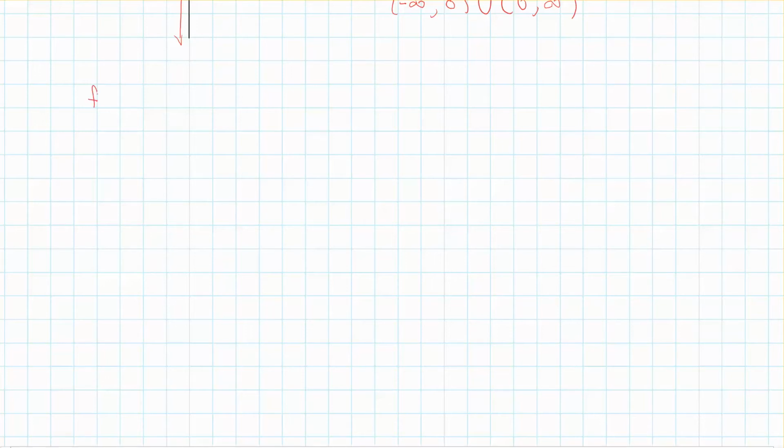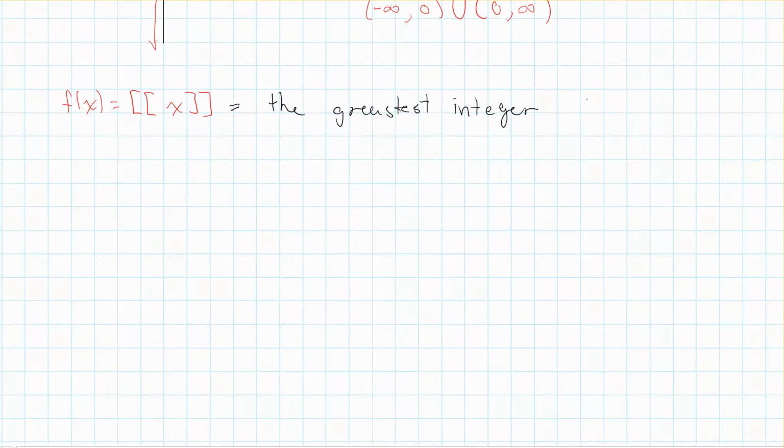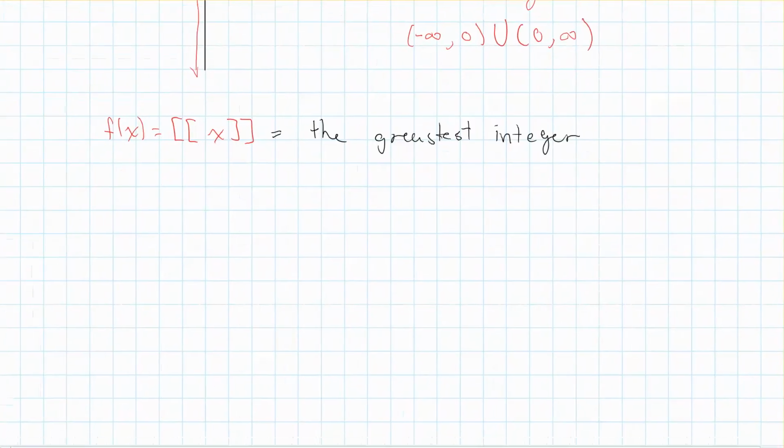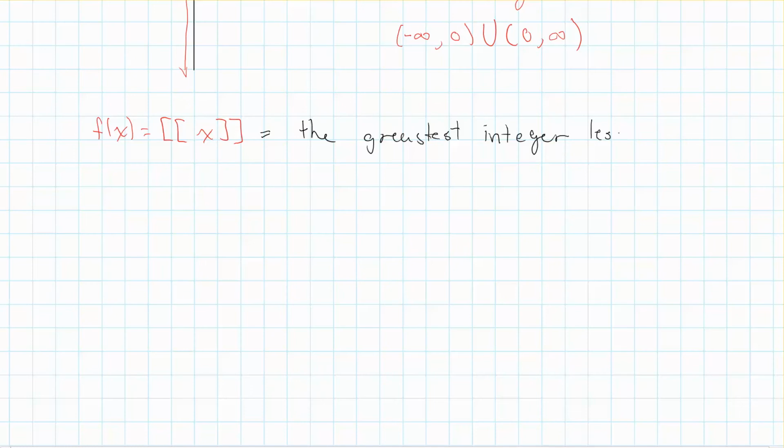So we have f at x equals, and then you do a double square bracket x. And this is actually equal to the greatest integer less than or equal to x.